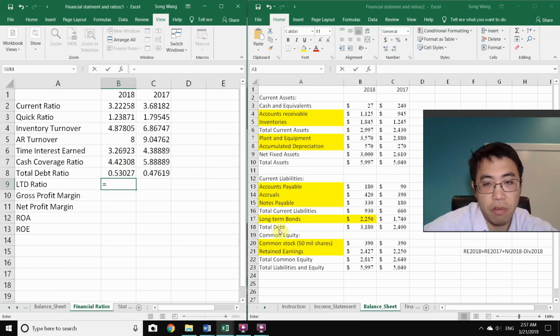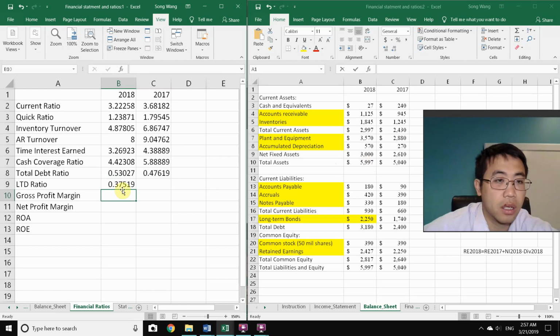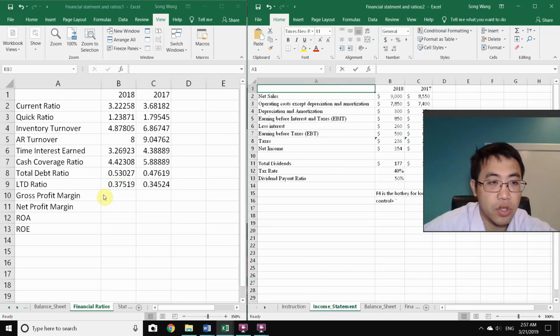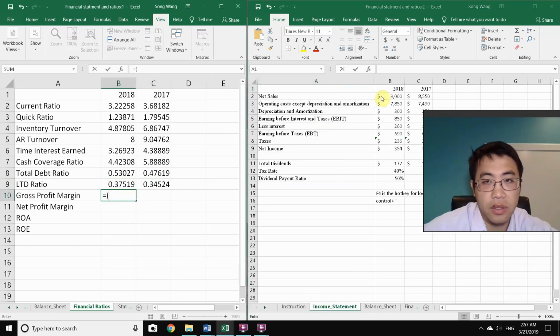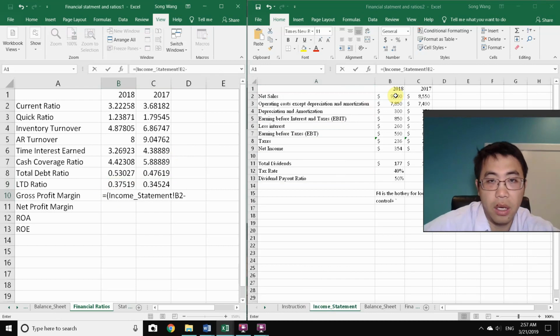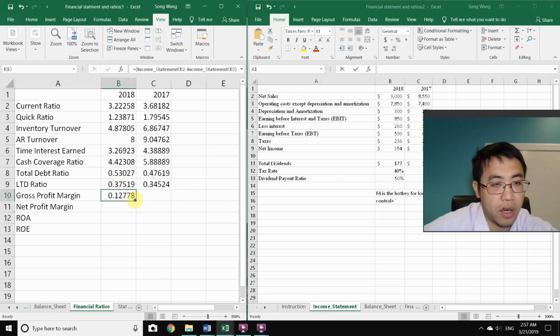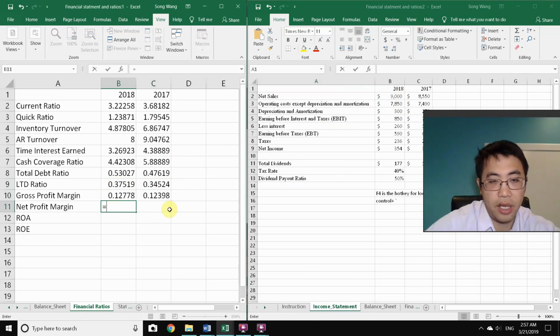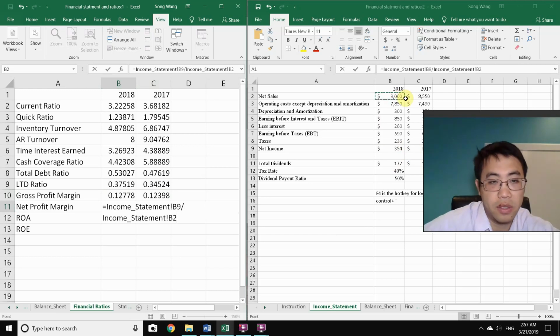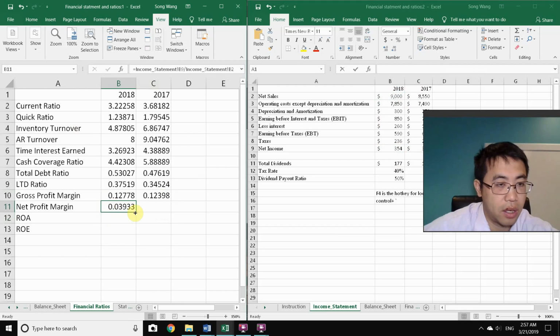Long-term debt ratio is basically my long-term debt divided by the total assets. Okay, and then drag it. Gross profit, well, this time I need to get back to the income statement again. So gross profit basically is my sales minus the cost of goods sold, all right, then divided by sales. All right, and then drag it.